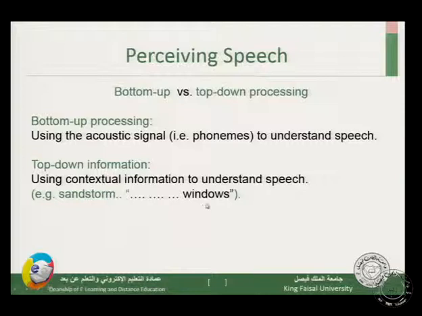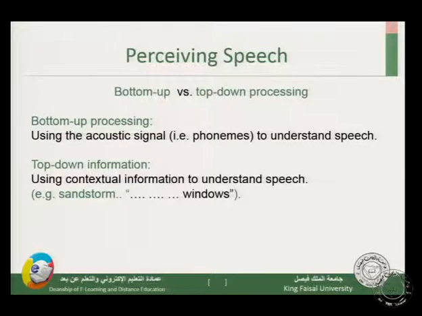Okay? How did you understand what your father has said? It is by the context. There is a sandstorm. You have used the context in order to understand what your father has said. Close the windows because there is a sandstorm. You have used the context in order to understand. So this is called top-down information.